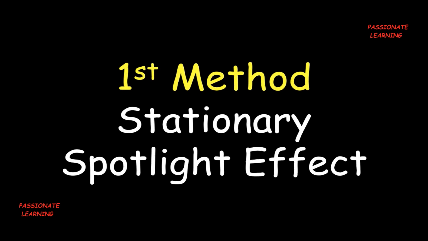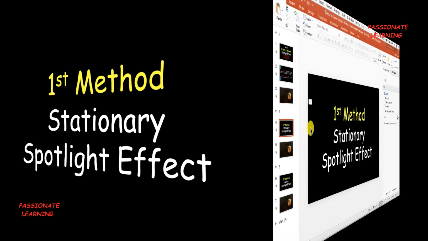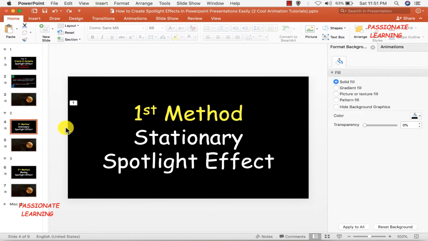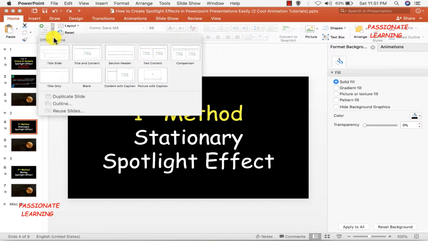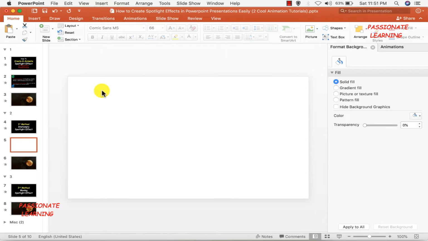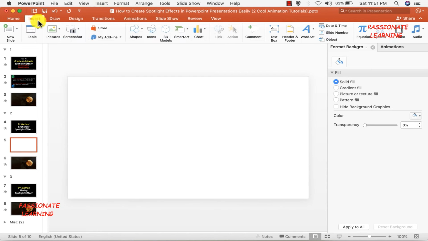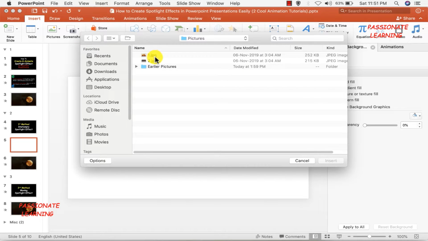In the first method, let us create stationary spotlight effects. So friends, here we are in the PowerPoint presentation file. First of all, let me insert a new slide, and then let me insert a picture of my choice. For that, I need to come over here to the insert button, and then I need to insert a particular picture. Let me insert this picture.